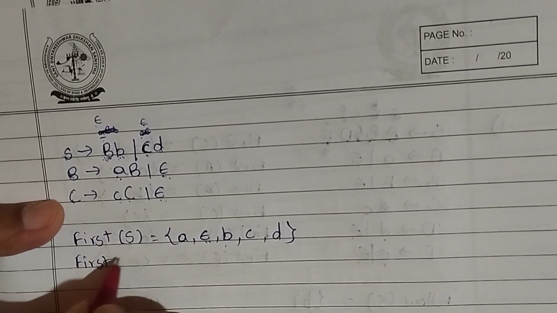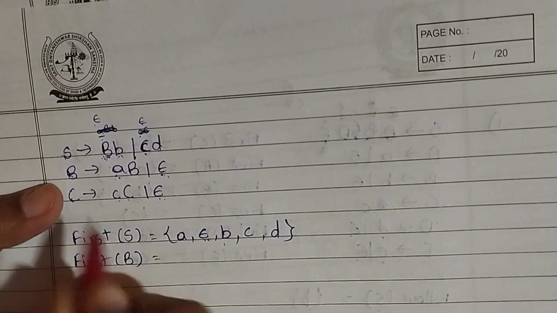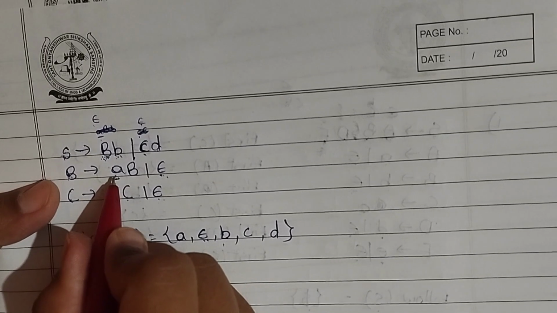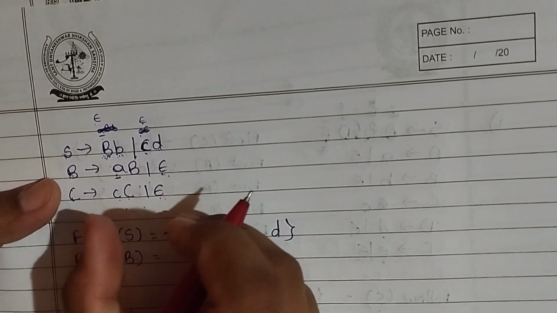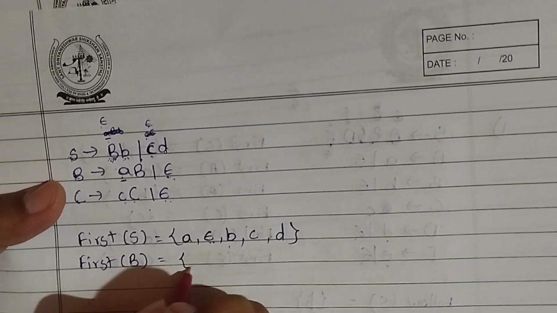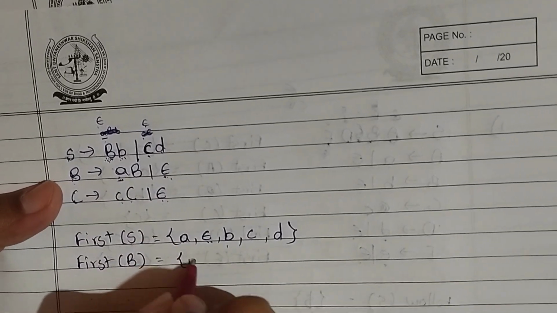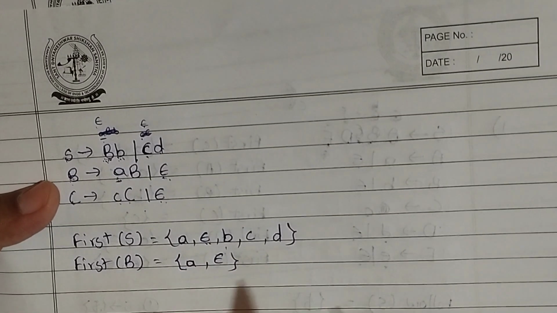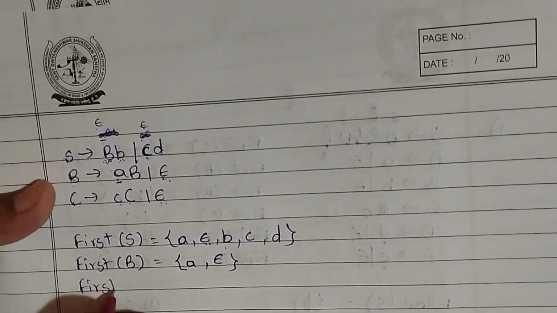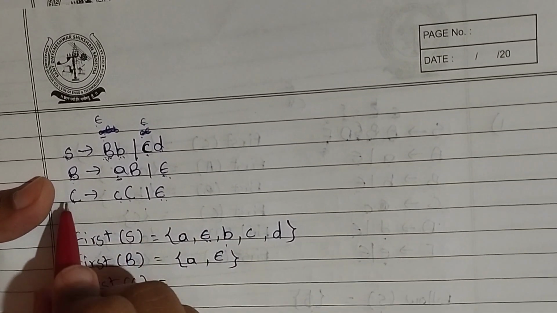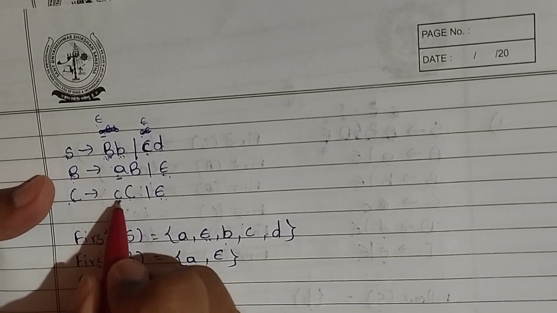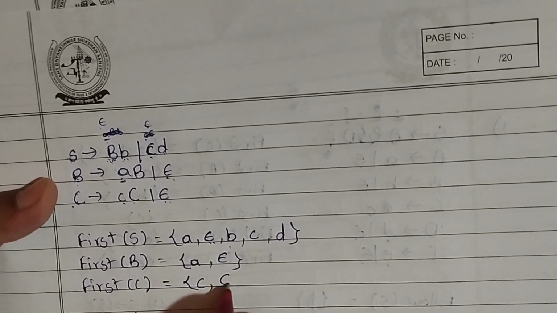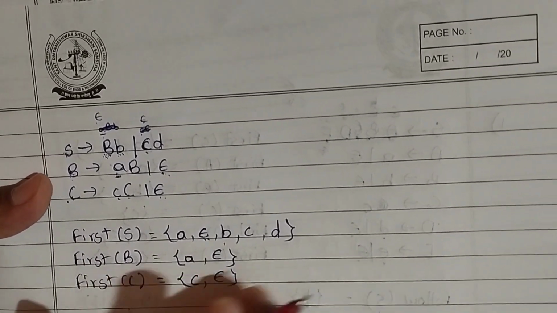Now the first of B. So B directly reads the small a, and as we know, if the non-terminal reads the terminal, then directly write here. So B reads A right here, null right here. So this is completed. Now first of C. This first of C write small c, and small c means terminal. So write this terminal as it is, and this null. So this first is completed.